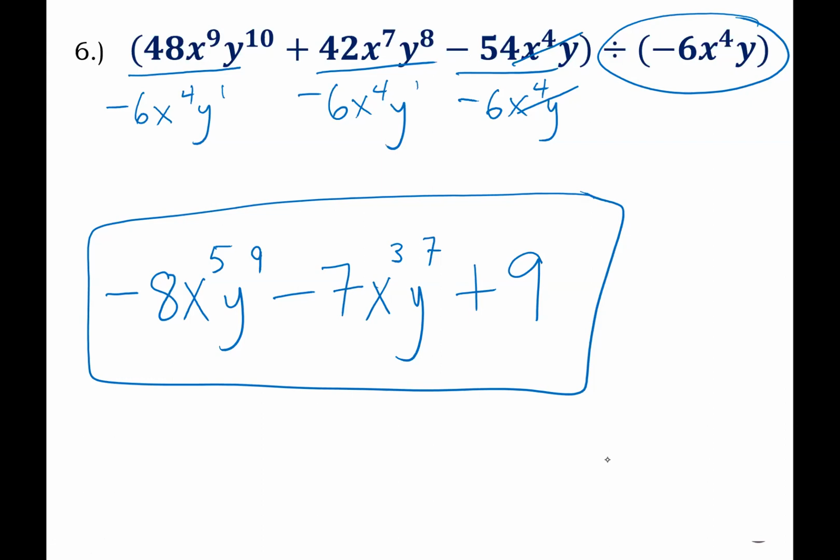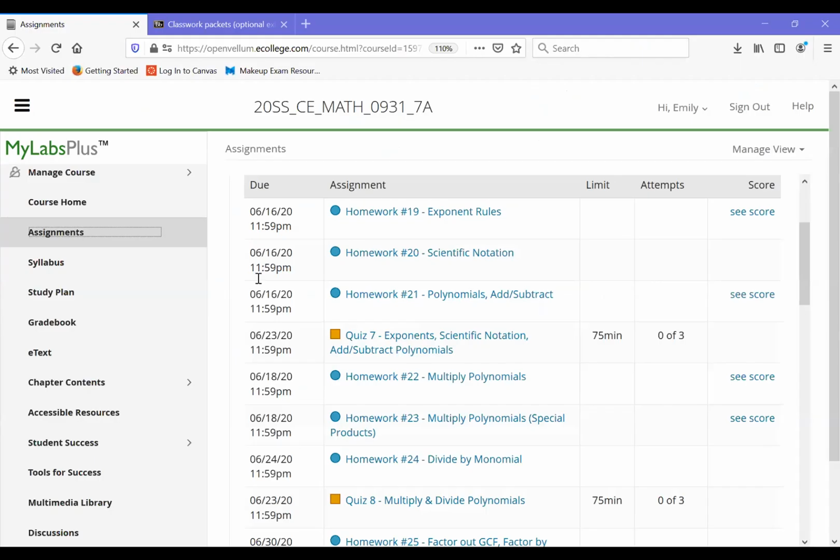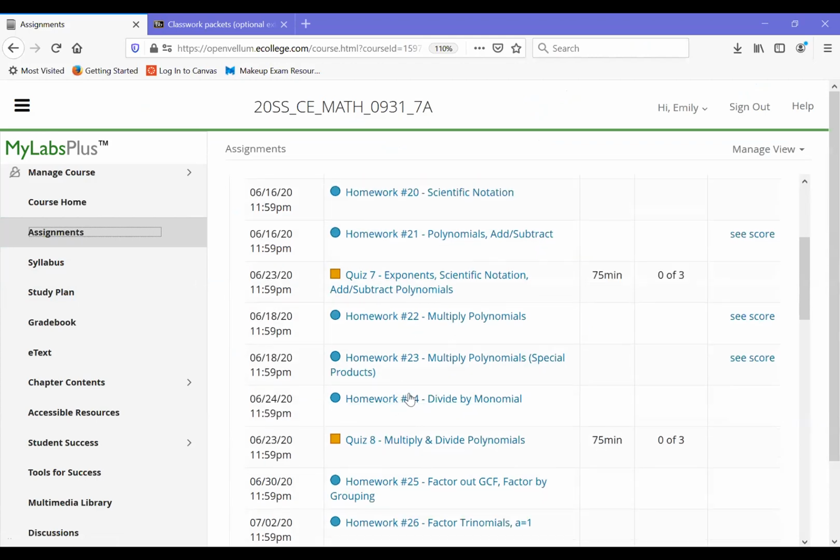All right, so first I will take you to MyLabs Plus. Okay, so here's our course in MyLabs Plus. Here's our assignments. Homework 24, of course, would correspond to the lesson we just did. I'd like to remind you about quizzes. Quizzes are optional, but they are there. They are good practice. They will not affect your grade for better or for worse, but if you have the time and you feel like you need more practice and more review, these are a great way to do that.